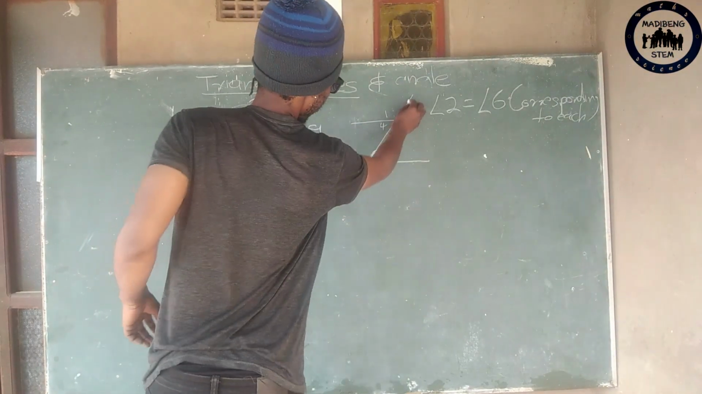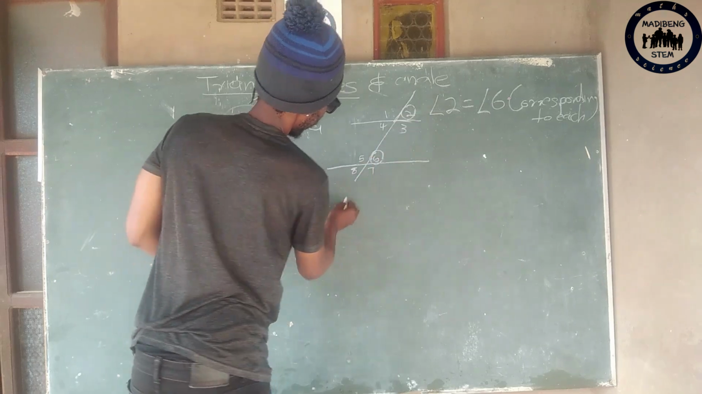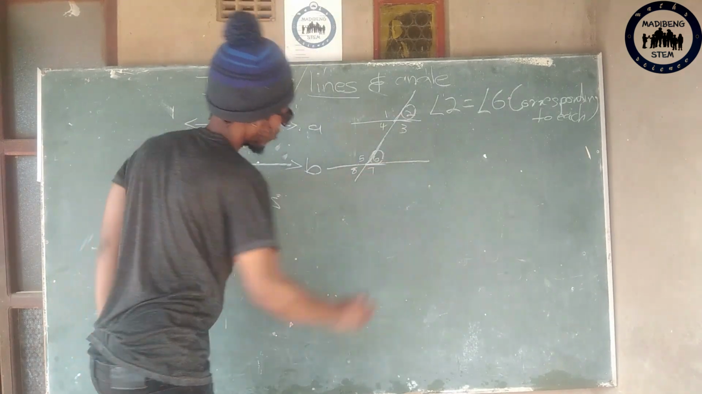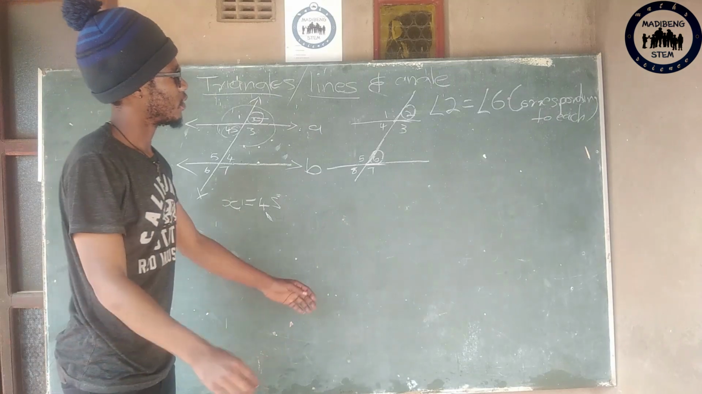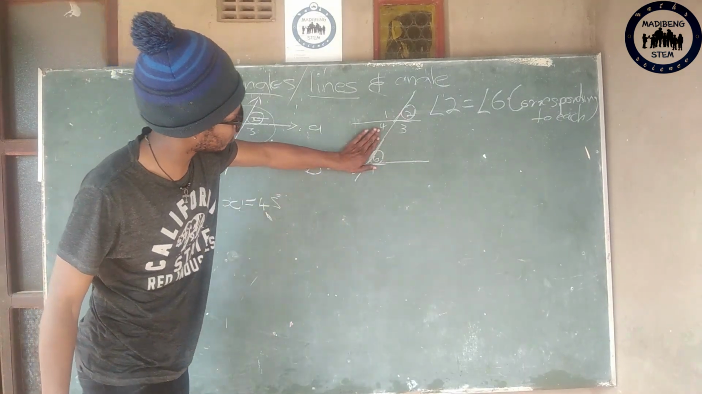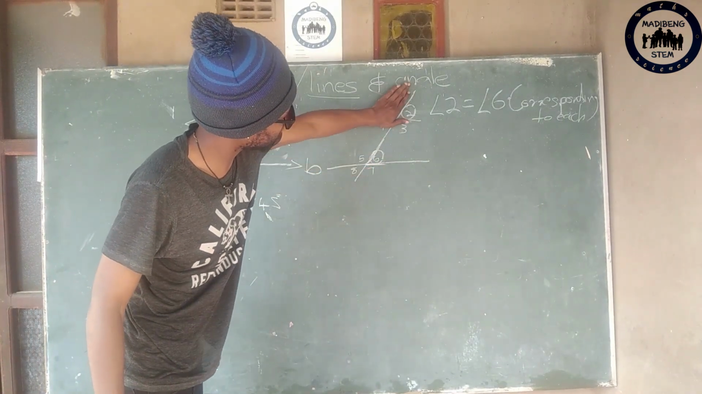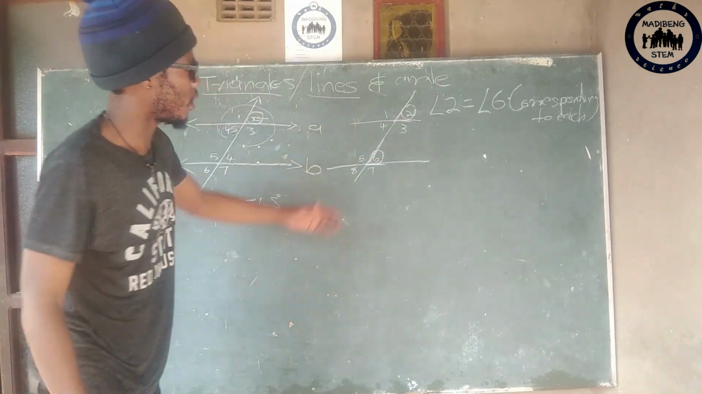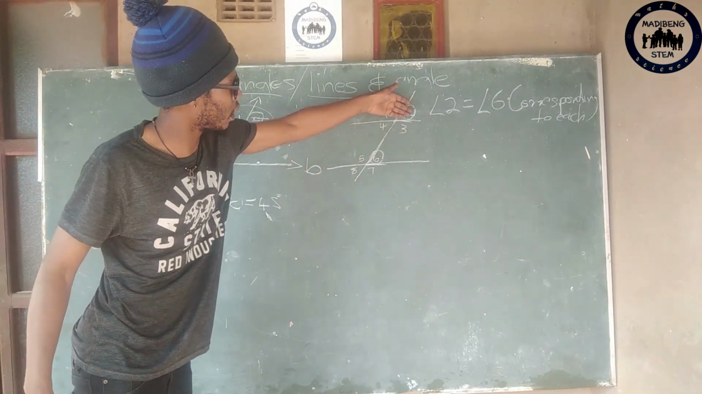You see this angle here is the same as this angle. They are the same, guys. You can see that this is the same thing. This is the same thing. So they correspond to each other. We call this corresponding angles.